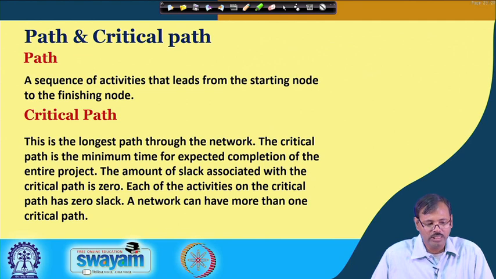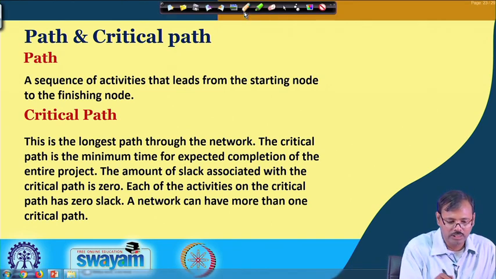Suppose, for understanding this, let us define it now. A path is basically a sequence of activities that leads from the starting node to the finishing node, and the critical path is the longest path in the network. That means the critical path is the path which takes the longest time to go from the starting node to the finishing node. To understand more on this, let us just read this one.